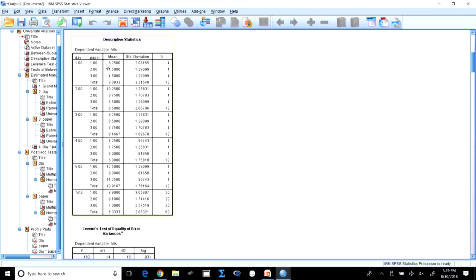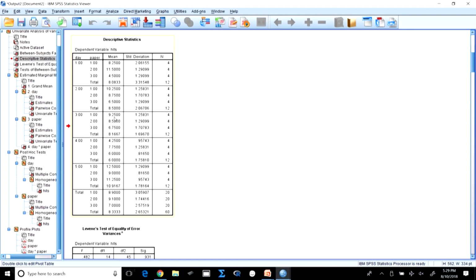So, day 1 paper 1, the mean is 8.25, the popularity hit; the standard deviation is given to you. For day 1 paper 2, it is 11.5. Day 1 paper 3 is only 4.5, which means the advertisement hit is very low here, and the overall average is 8.8083. Similarly, for second day, paper 1 is 10.5, paper 2 is 8.75, paper 3 is 6.5, and it goes on. So, you can check for all. The overall total is also given to you for paper 1, paper 2, paper 3.